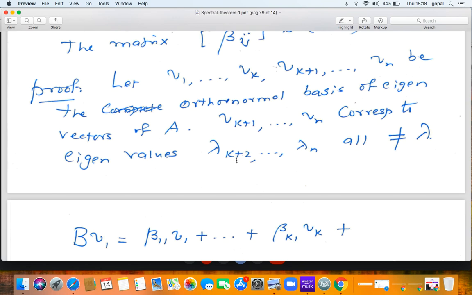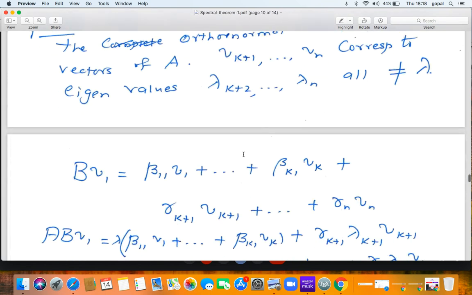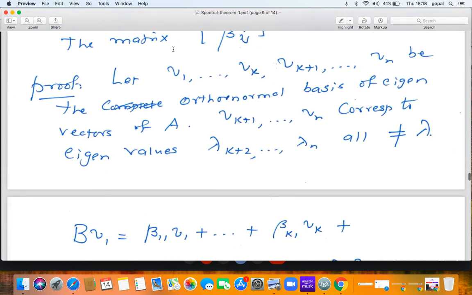Should be lambda. The lambda k plus 1, ..., lambda n. This should be lambda. The eigenvalues corresponding to these eigenvectors are different from lambda. So it should be a k plus 1 here. So BV1, the entire list V1 up to Vn is a basis.